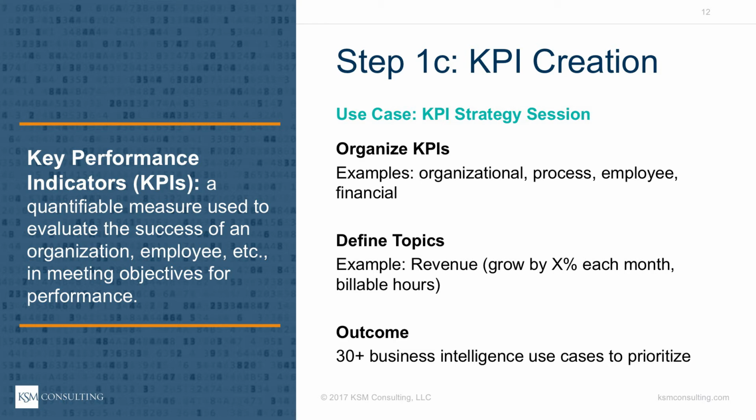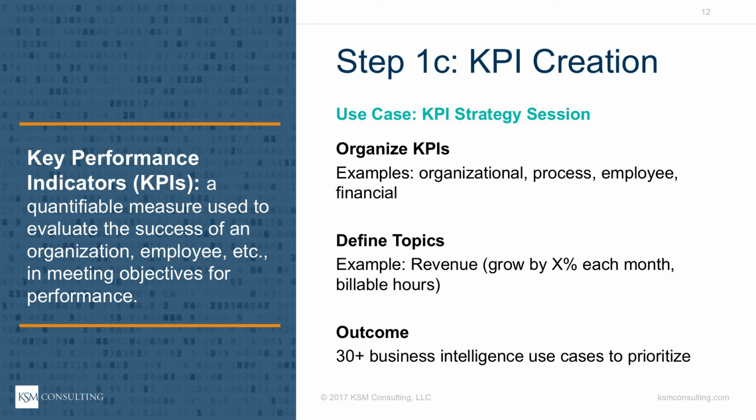So if the time from call to quote right now is, let's say, 2 days, we really wanted to get that to 1 day. So that would be an example of a process KPI. On the employee side, we may be talking about employee satisfaction, average hours worked in a week, how much time they're billing to specific clients, and different things like that.